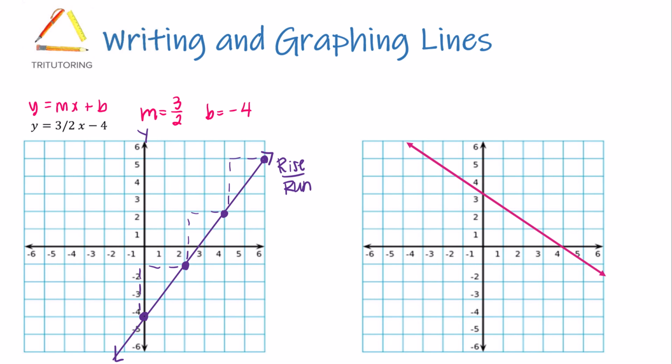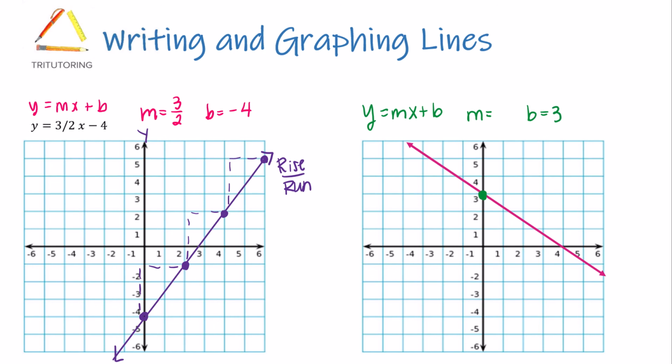Now the reverse steps are pretty similar. If I'm given a line and I want to write it in slope-intercept form, well then I need to find that slope and I need to find that intercept. I do think it's easiest to start by looking for the intercept. So I ask myself, where does this line intersect the y-axis? And I see that I have this point here at 3. So positive 3 is the b value.